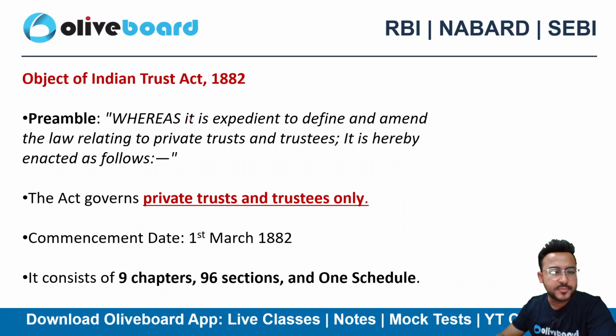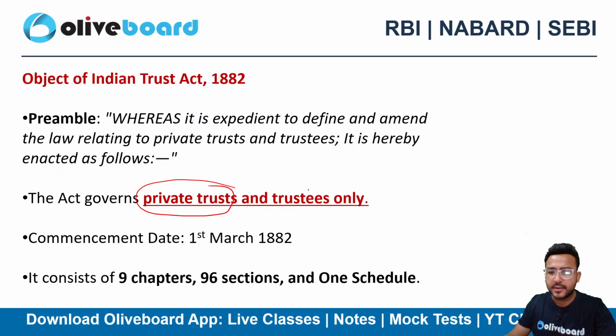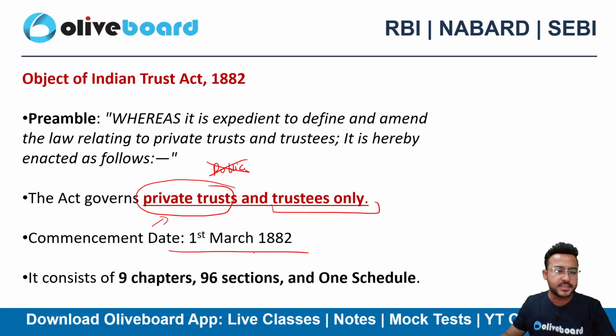If we talk about the objective, we can see here that the act governs only the private trust and not the public trust. Okay, public trusts are not governed by the Indian Trust Act 1882. So it governs only the private trust and the trustees only. Okay. The commencement date is 1st March 1882 and it's divided into 9 chapters, 96 sections and 1 schedule.